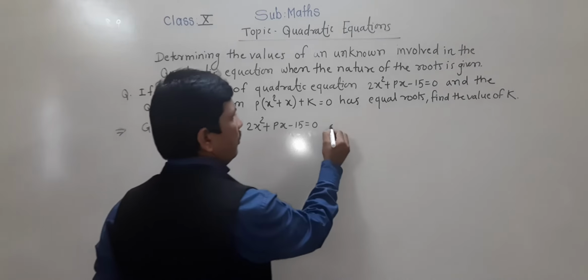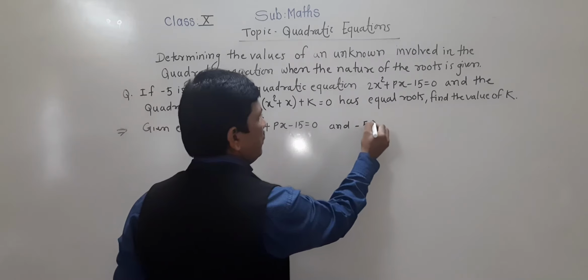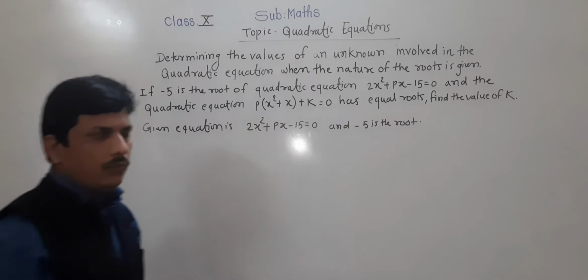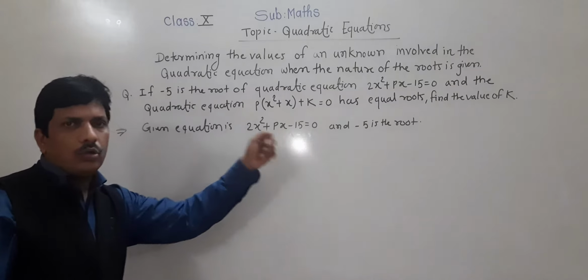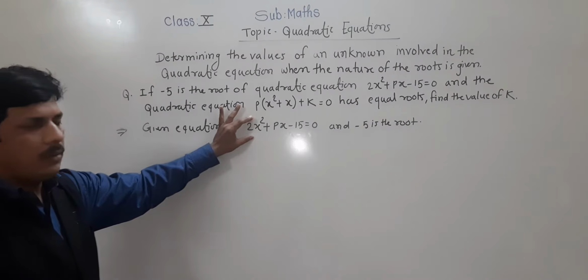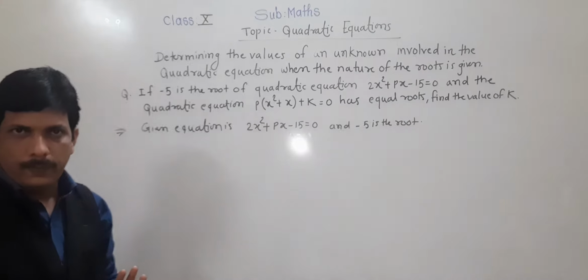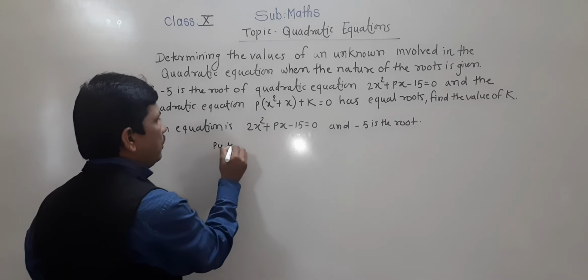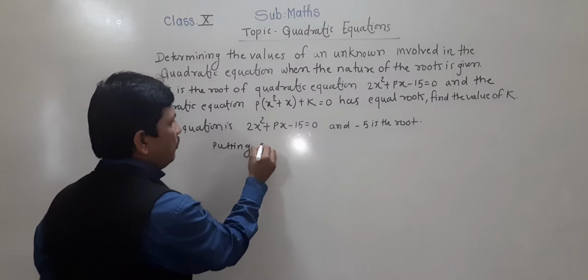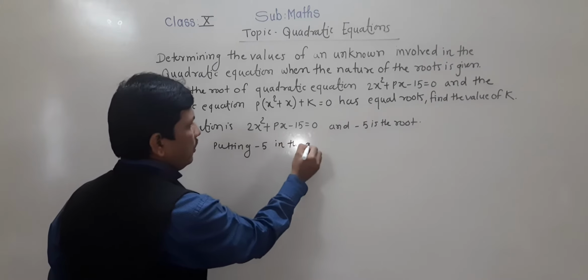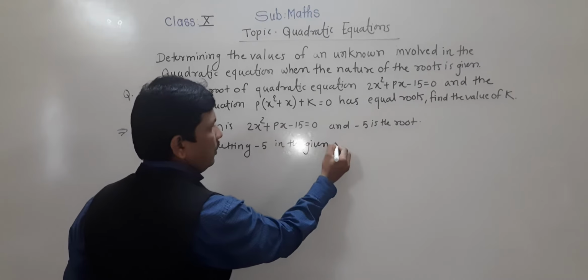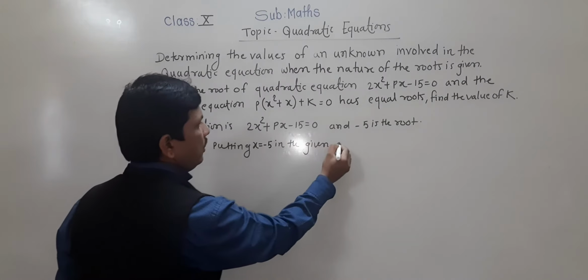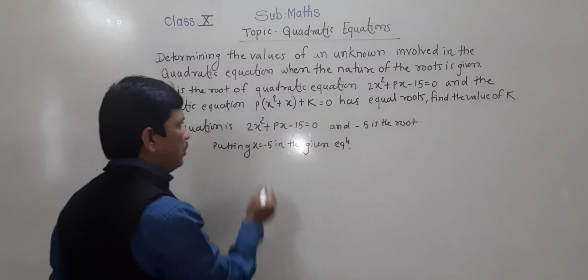Minus 5 is the root of the given equation. So definitely this is the root of the equation, which means at the place of x we can put minus 5. So now we are going to put minus 5 in the given equation. In the given equation x is equal to minus 5, because this is the root.